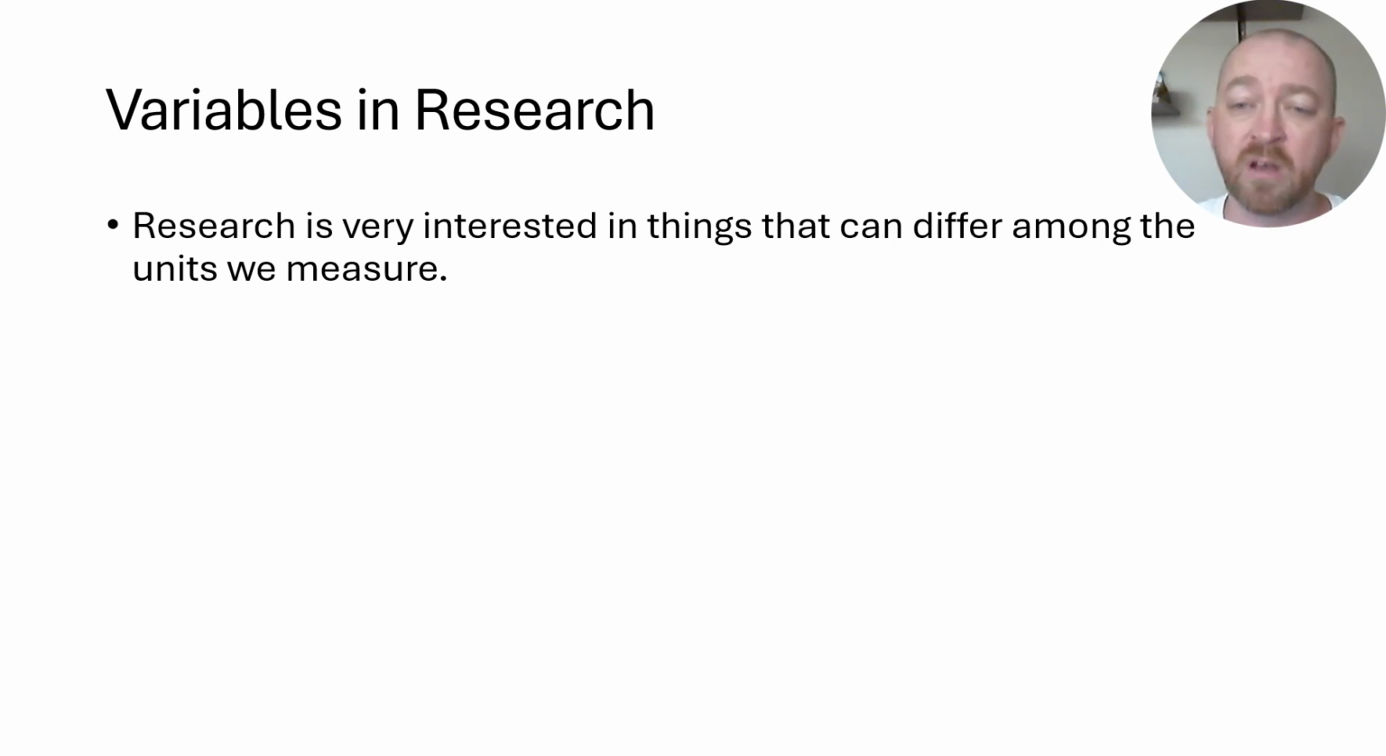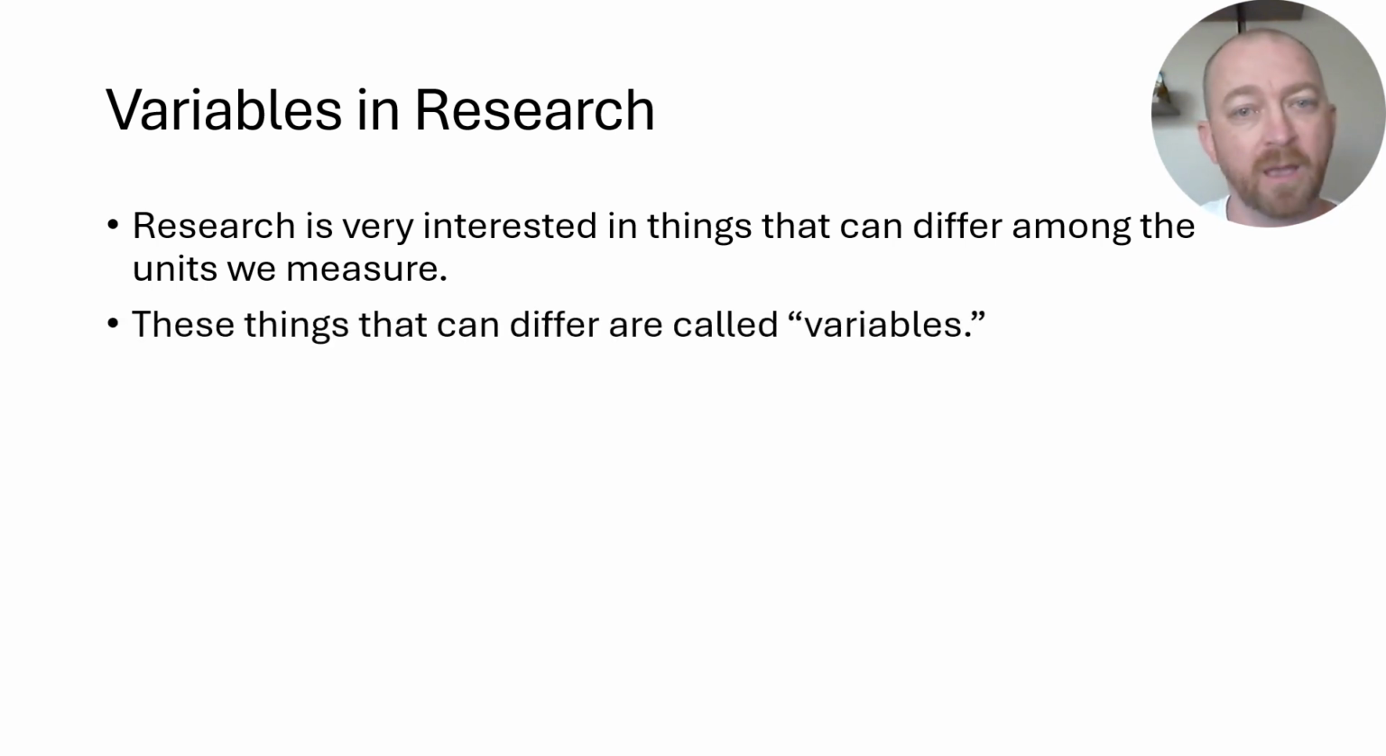It could also be a million other things. For example, why do we have different musical aptitudes? Why do we have different musical preferences, for example? Why do we have different interests, right? So these are all sorts of things that can vary among the units that we are measuring, in this particular case, humans. Okay, so these things that can vary are called variables.